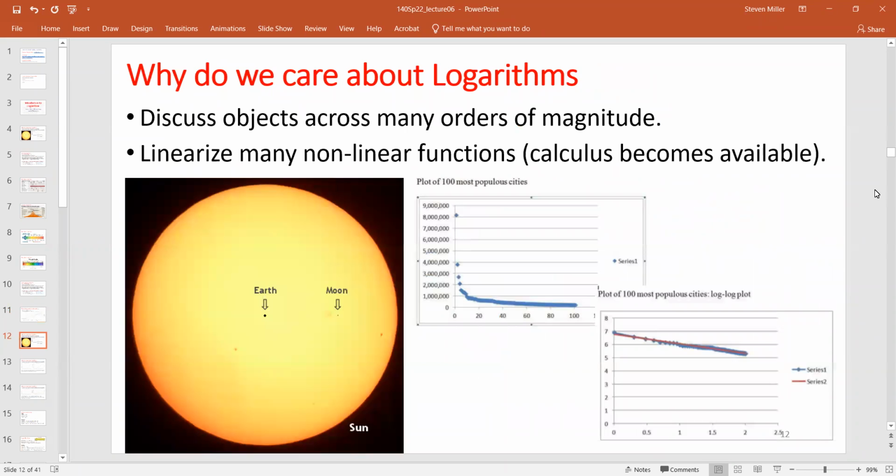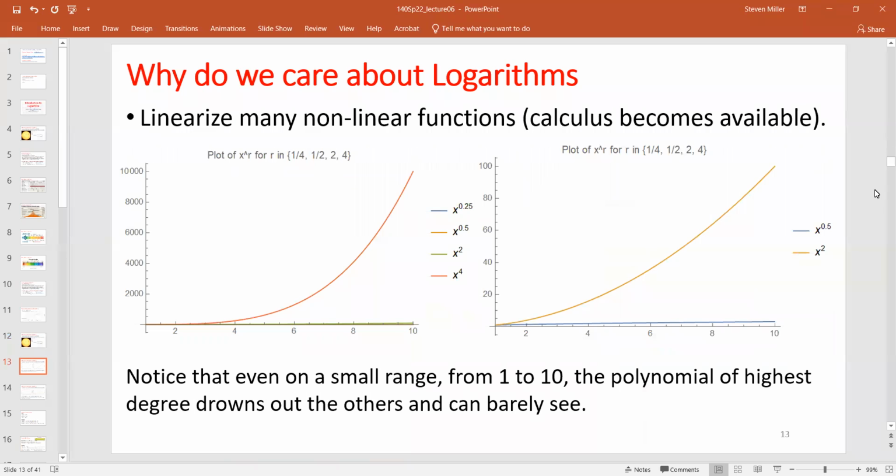And so we discussed many orders of magnitude. We discussed how it linearizes functions. And you're plotting things over here. I'm plotting on the left x to the 0.25, x to the 0.5, x squared, and x to the 4. And I'm just plotting it from 0 to 10. So I mean, I'm not doing anything completely absurd. I'm not going up to 10 to the 5th, or even 10 to the 10. I'm just plotting up to 10. And when you look on this scale, which functions can you see on the left?